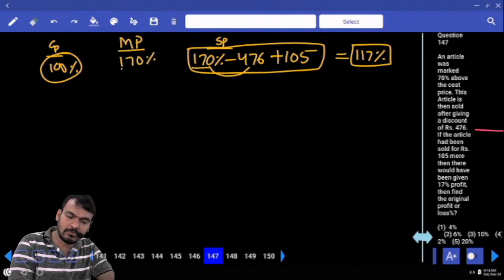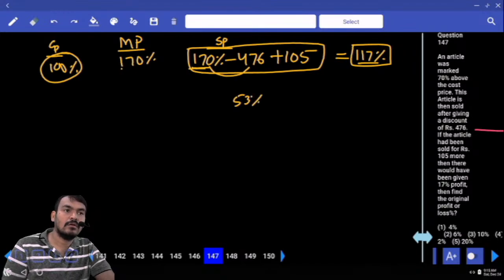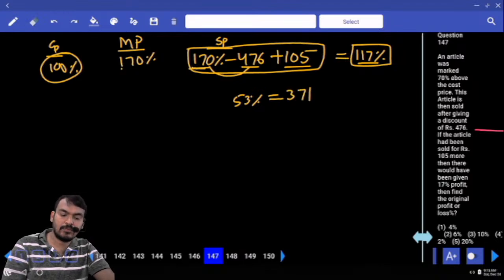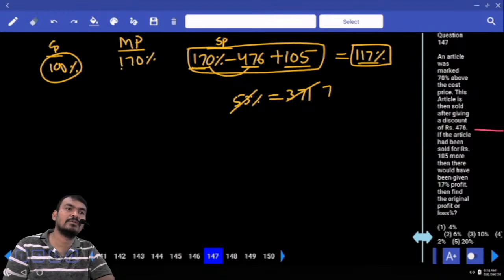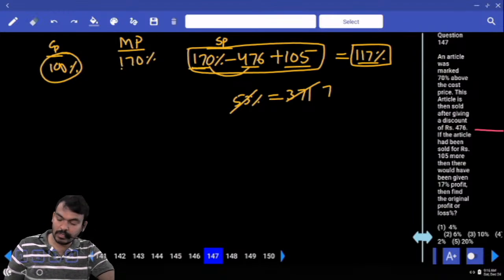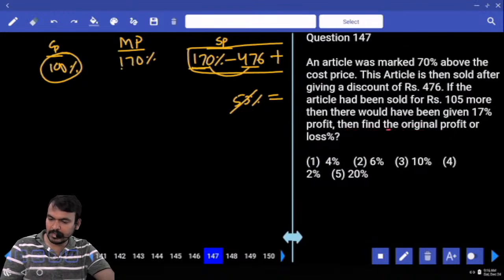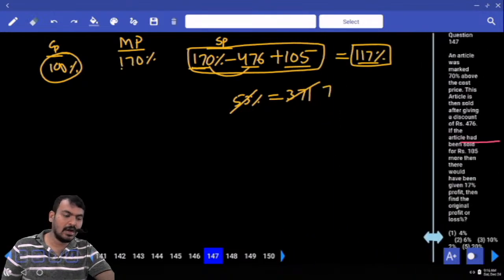First, what is the difference between 170 and 117? 53, or not? What is the difference between 476 and 105? 371, or not? 53 is almost 7 times 371... means every 1% is how much? 7. What is the question here? Find the original profit or loss.